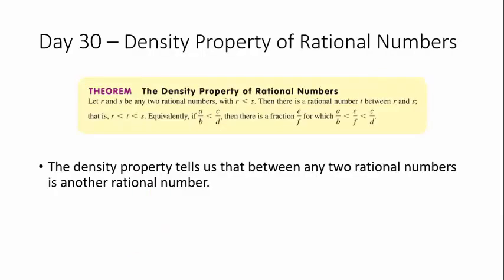We have here the density property of rational numbers. This concept is very interesting, and it is used in higher mathematics. The density property tells us that between any 2 rational numbers, there's another rational number. It doesn't matter how close your rational numbers are on the number line, we can always find another one that's in between. This result is not trivial.